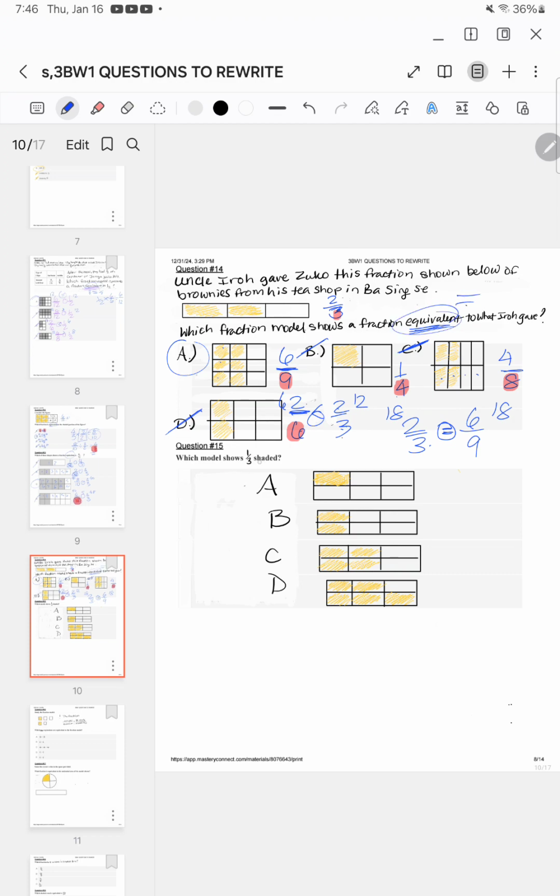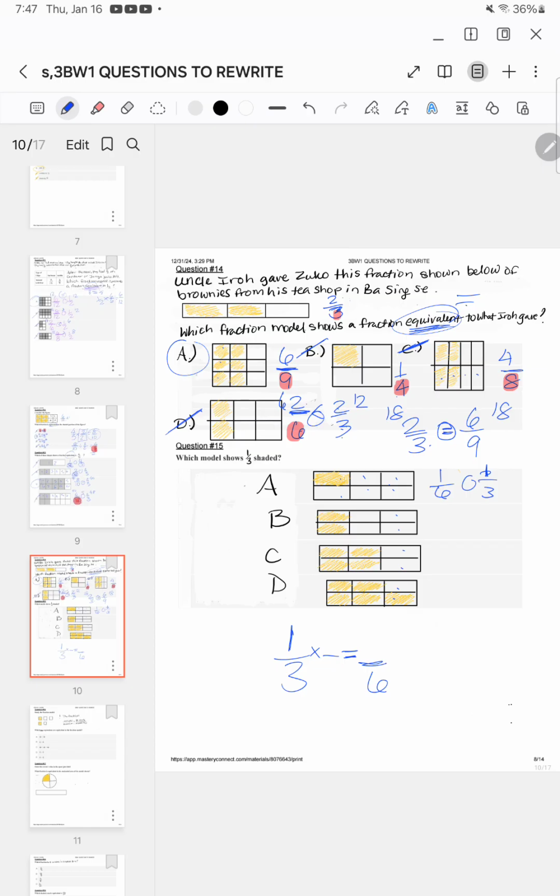Alright, which model shows 1/3? They want to know an equivalent fraction. So here I see I have 1, 2, 3, 4, 5, 6. My denominator is 6. 1 part is shaded. Compare that to 1/3. Alright. And I see actually all of these fractions have 6 in it. So this can actually save me some time if I were to go ahead and make an equivalent fraction with a denominator of 6. So I need to multiply it by something that would give me a denominator of 6.